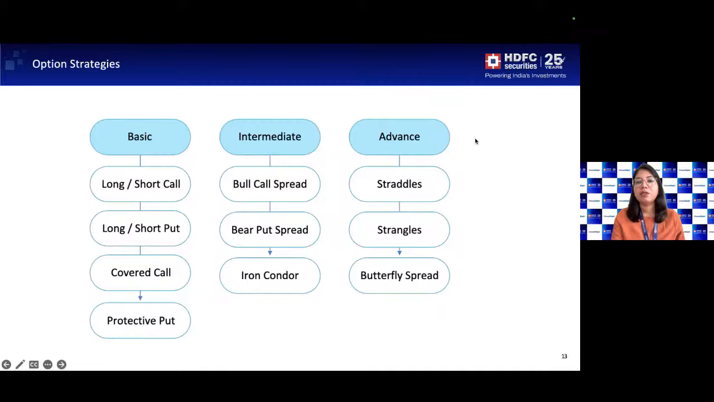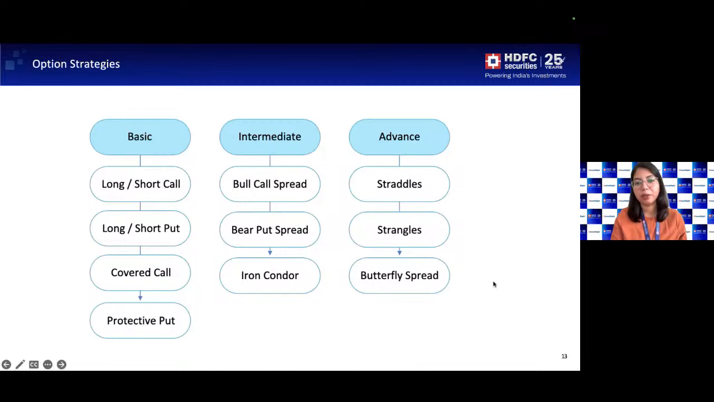The advanced ones are the straddles. Straddles can be short or long. The strangles can also be short and long. These are the ones where you are a little bit of an expert in option trading, and you can go by the strategies. Even if you're not an expert, I'll give you an example and a way where you can explore it more.